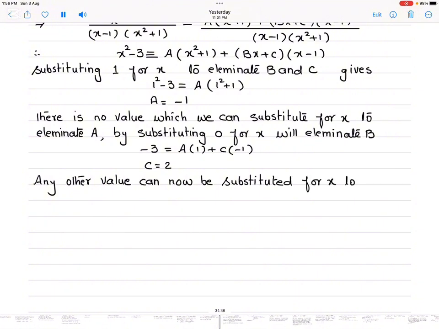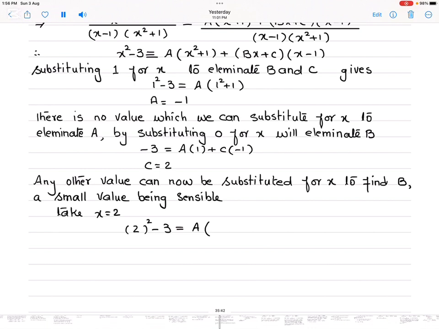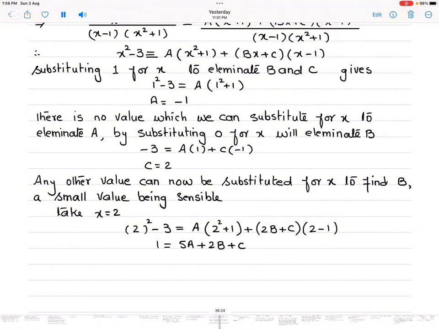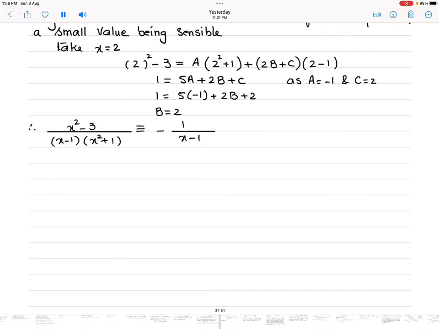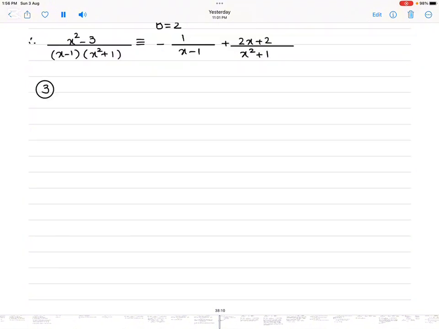Any other value can now be substituted for x to find b. A small value being sensible, take x is equal to 2. So 2 squared minus 3 equals a times 2 squared plus 1 plus 2b plus c times 2 minus 1. So 1 equals 5a plus 2b plus c. As a equals negative 1 and c is equal to 2, place their values, and from here we find the value of b, which is 2. Therefore, x squared minus 3 over x minus 1 times x squared plus 1 is identical to minus 1 over x minus 1 plus 2x plus 2 over x squared plus 1.